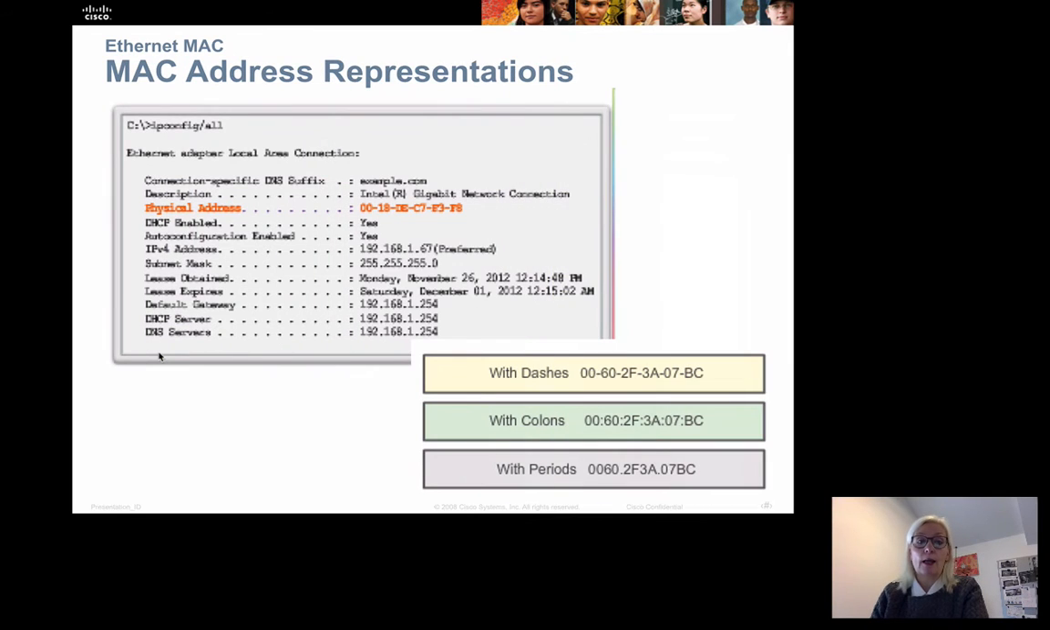But when you look at your MAC address, if you do an ipconfig /all, you will see it as the physical address. And this is just a number. You will be able to see what kind of vendor has produced your NIC, your network interface card. But that's the only thing that you can actually see from it. It can be shown with dashes between the numbers, or with colons, or with periods, depending on how they are represented.